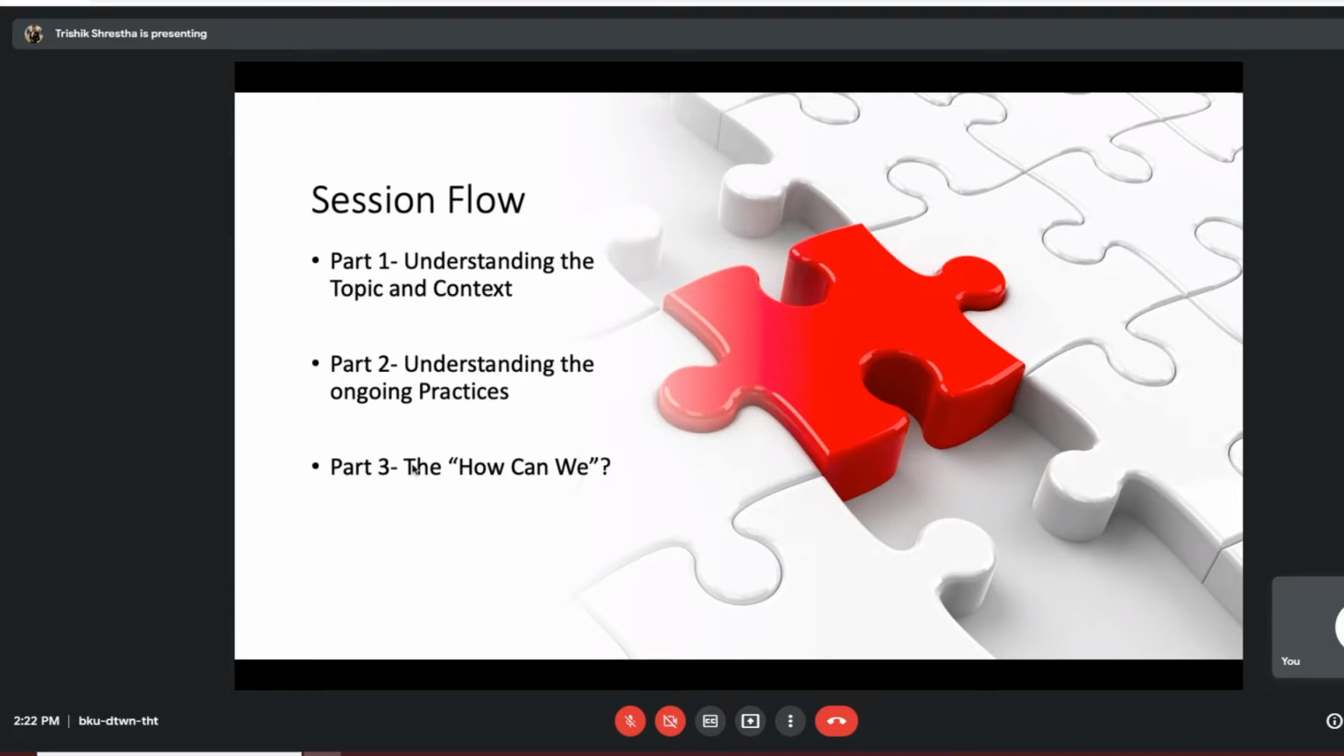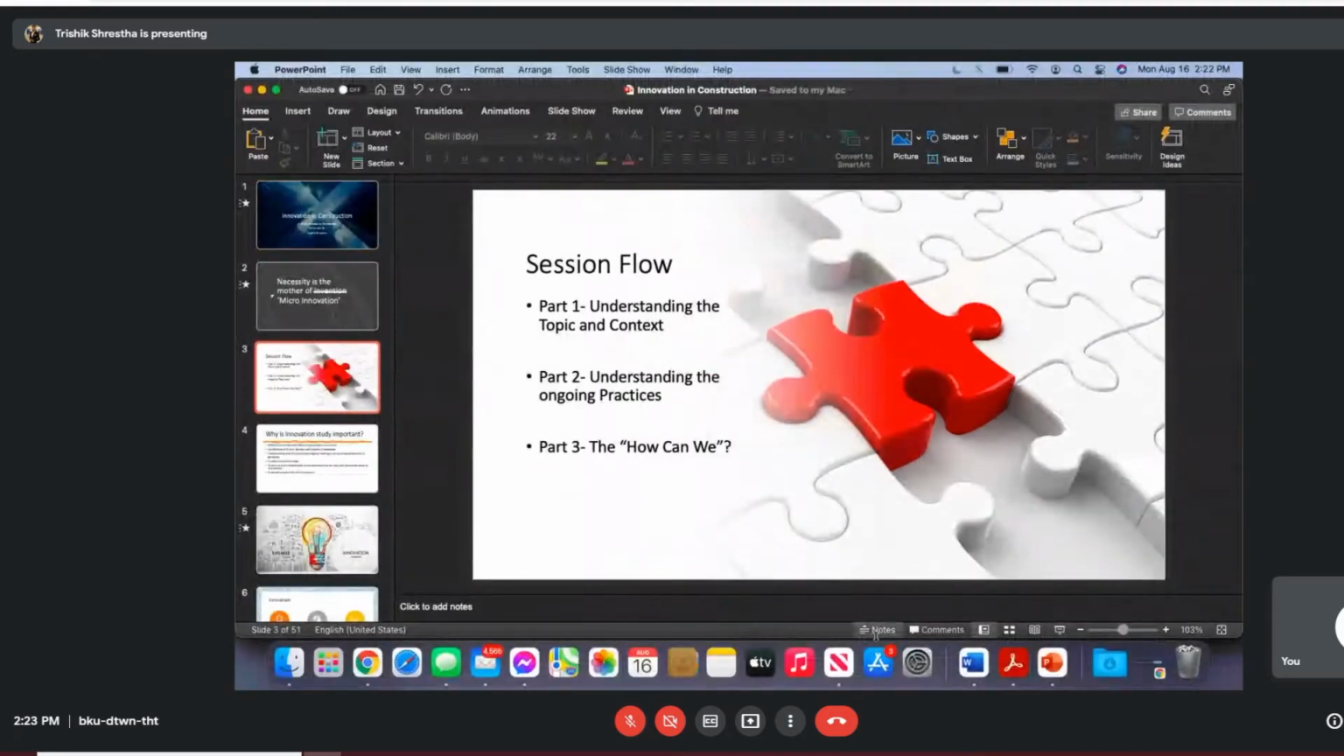The second part is about understanding the ongoing practices. Here, we will be looking at examples of revolutionary construction projects, and at the same time, what is the difference between the understanding of innovation in already developed economies where we see these magnificent construction structures, and what's missing in our economy, or what is missing in economies like Nepal, right? So that is what we're going to be talking about in part two.